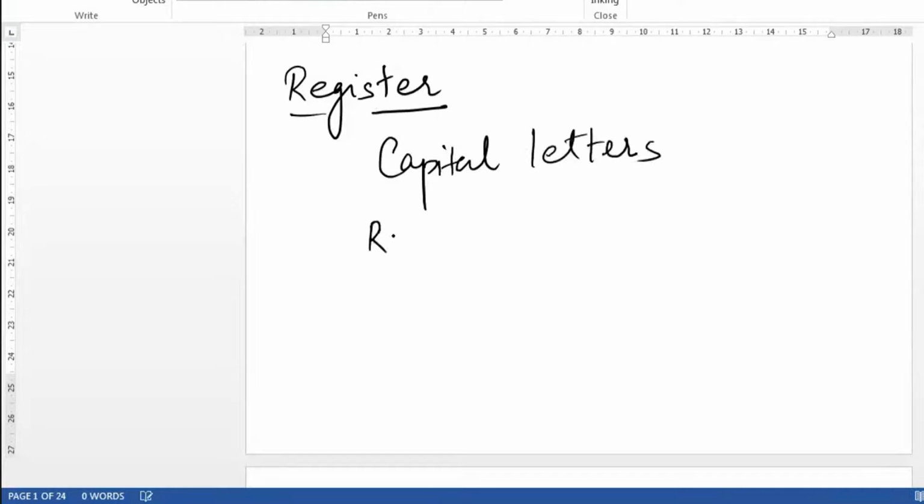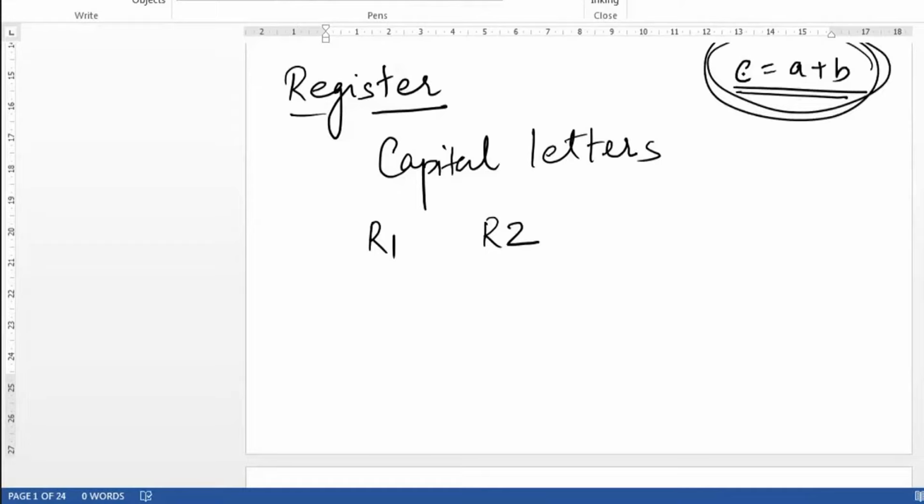When I write R1, R1 is a register. R2 is a register. What is the need of these registers? Do you know that? When you write a simple C program, you write C equals A plus B. What is this? This is an instruction. This is an operation. Now, how is this instruction actually going to execute? You must store the value. We say that we store a value in variable A, but what is a variable in hardware?